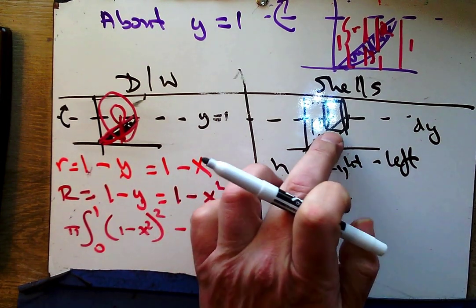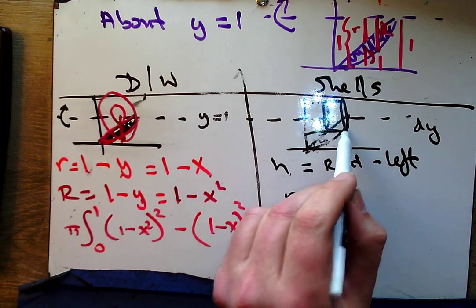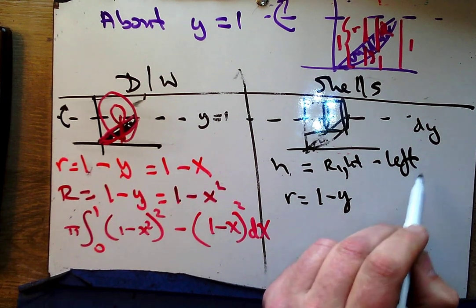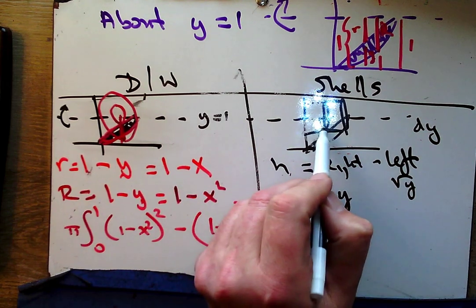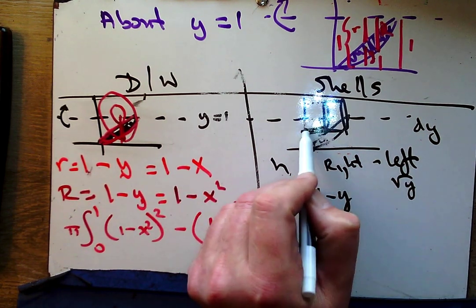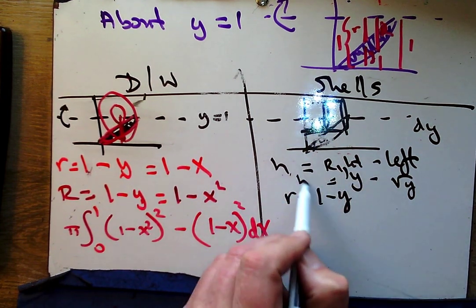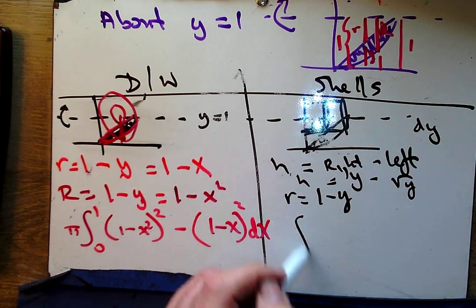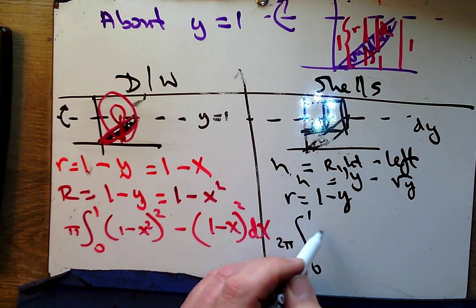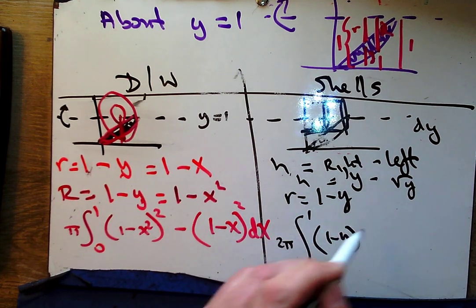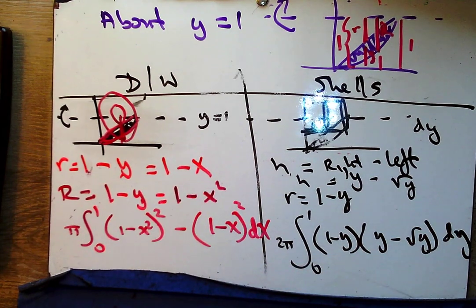Height's a little trickier though. So this is the x value for y equals x squared. So that x value we said was square root of y. And this is the x value for y equals x. And so now I know my height in terms of y's. So this is going to be the integral 2 pi 0 to 1 of 1 minus y times y minus square root of y dy. Okay.